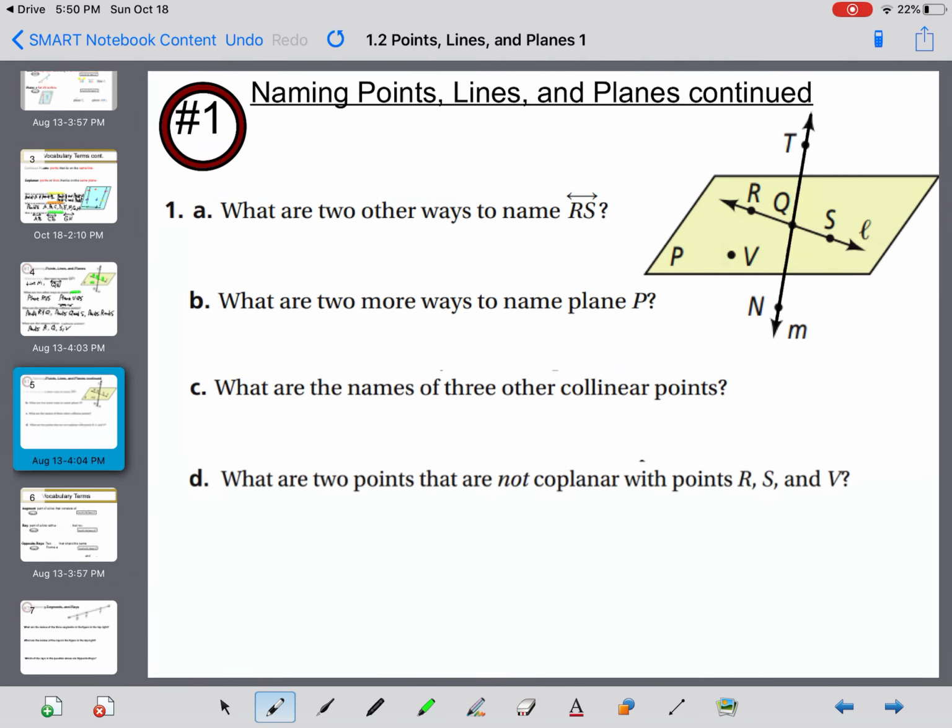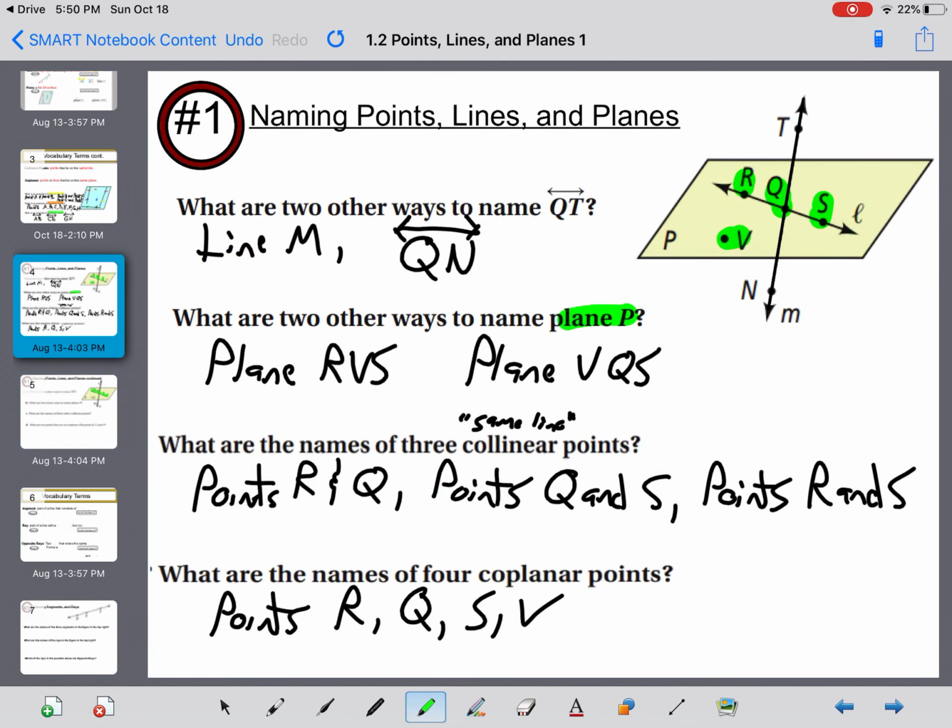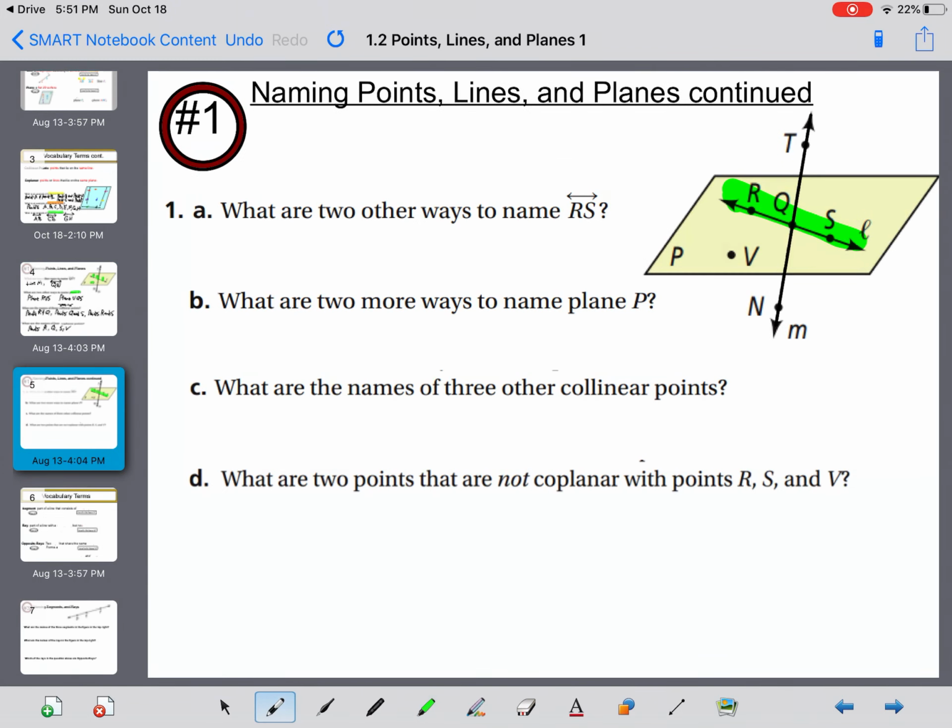Okay, we're going to continue these questions. It says, what are two other ways to name line RS? Well, if you notice, what else can we call this? I see R and Q, so we can name it RQ, or line RQ. We can also call it line QS.